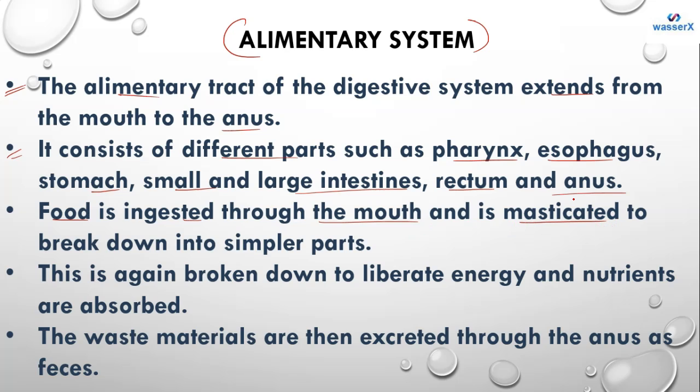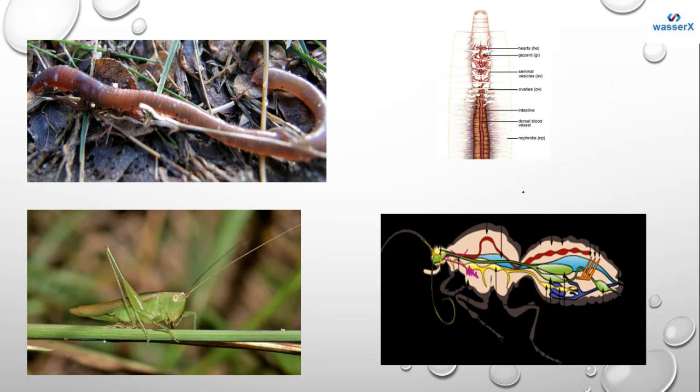That is the breakdown into simpler parts. Then this is broken down further to liberate energy and nutrients when it is absorbed. Finally, the waste material is excreted through the anus as feces. In this way the whole alimentary system works, and these parts of the alimentary system work together. Let me take you further.